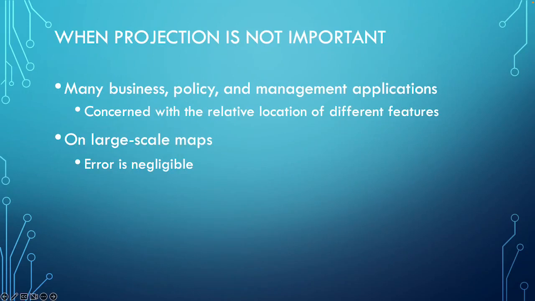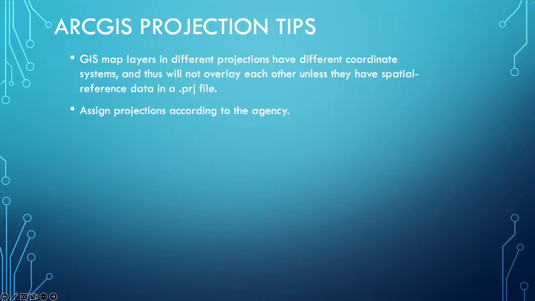All right, so just to summarize, we're talking about when we don't need to worry about projections. Well, a lot of times, particularly if we're asking a question that's working at a large scale map, it doesn't really matter. If we're looking at the relative locations of things, it doesn't really matter because in any projection they'll be in the same relative position. But if we're going to measure things, it actually can make a difference. So the smaller the scale of the map, the more important it is to think about that.